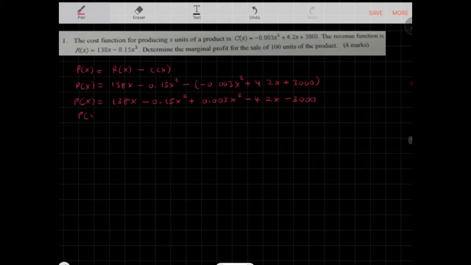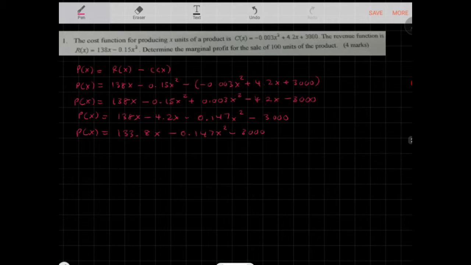I'm going to collect the like terms. So p of x here is equal to 138x minus 4.2x minus 0.15 plus 0.003, which is 0.147x squared minus 3,000. Okay, so basically that gives us a function 133.8x minus 0.147x squared minus 3,000.